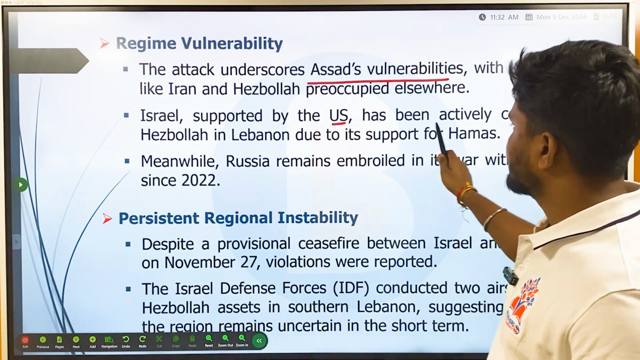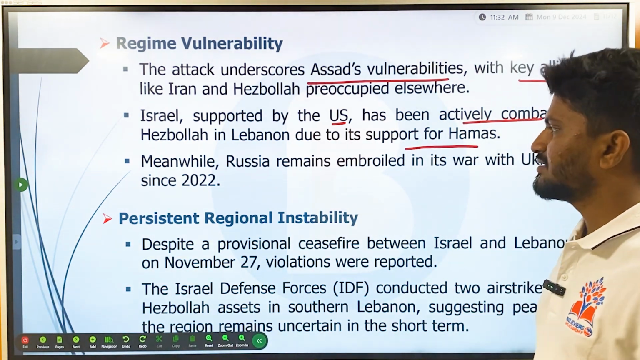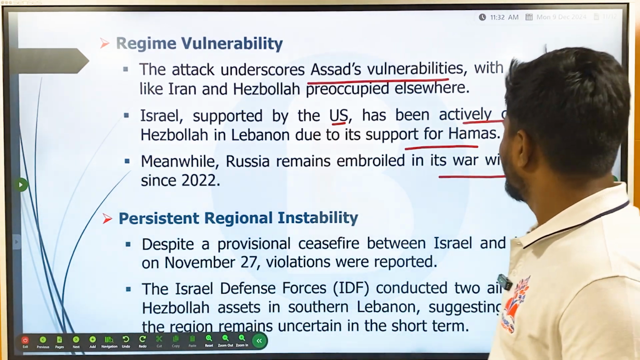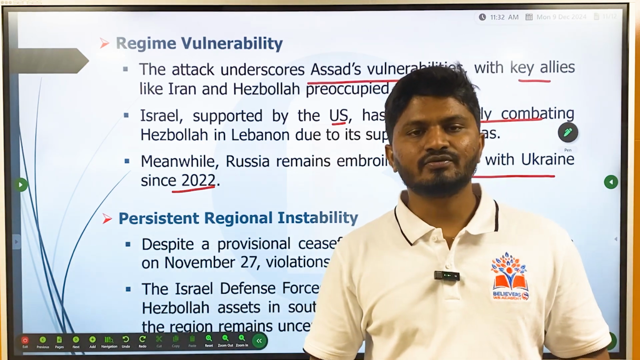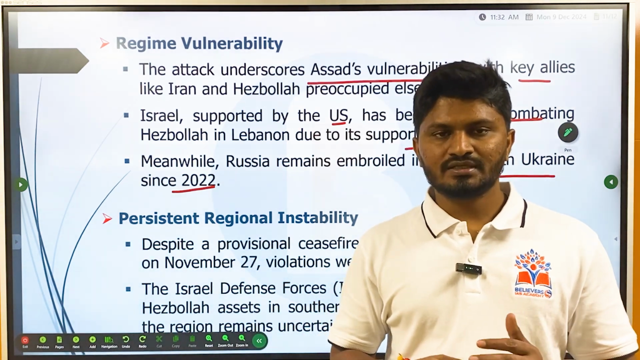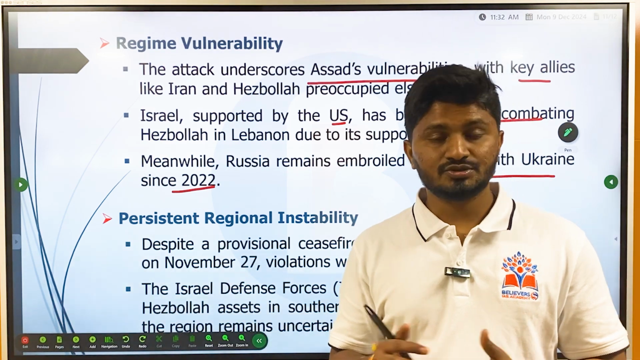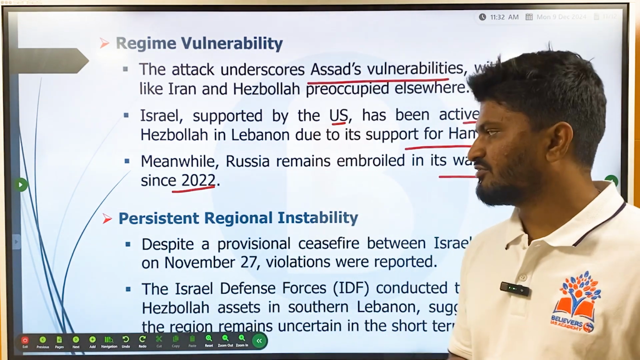Israel, supported by US, has been actively combating Hezbollah in Lebanon due to its support for Hamas. Meanwhile, Russia remains embroiled in its war with Ukraine since 2022. Russia initially said that it would take only 2 weeks to beat Ukraine, and then it would move on to other issues. But it has been almost 3 to 4 years now, and still Russia is not able to gain complete control of Ukraine.